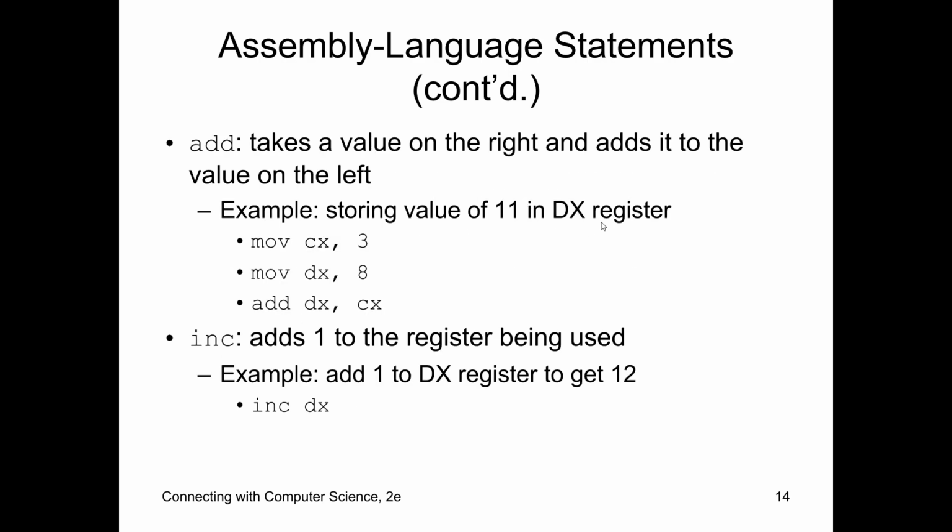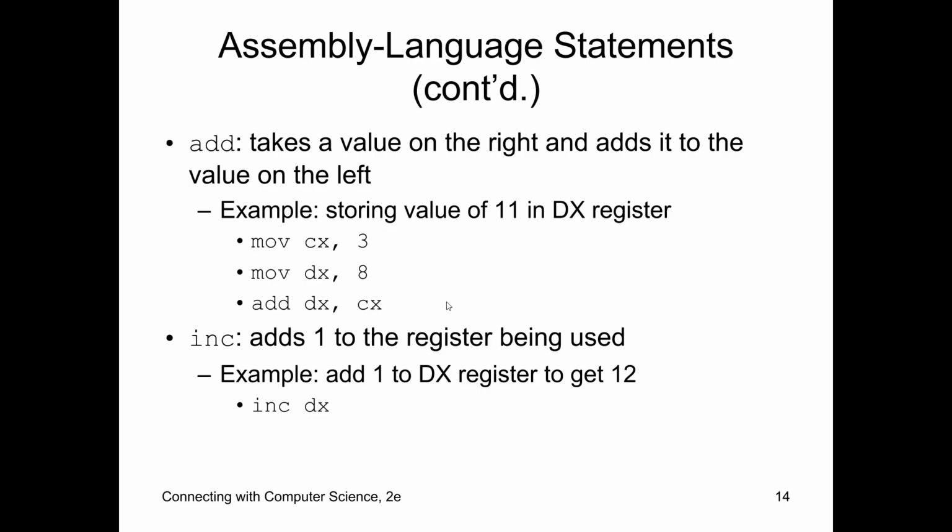So to add something, it takes the value on the right and adds it to the value on the left. So first thing we're going to do is move into the CX register the value of 2, and then into the DX register the value of 8. And so this is how we add 8 and 3 together to get 11. So we have to give it 3 instructions. We have to say move the value into the CX register, move the value into DX, and then you need to add the value on the right here to the value on the left here. And so 3 steps to create one value.